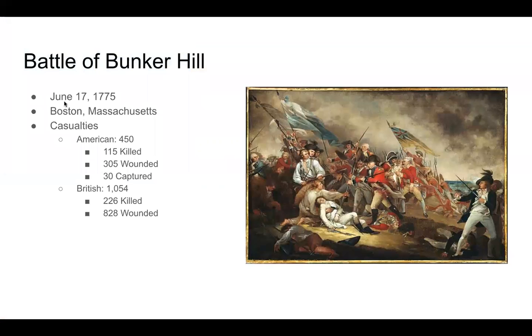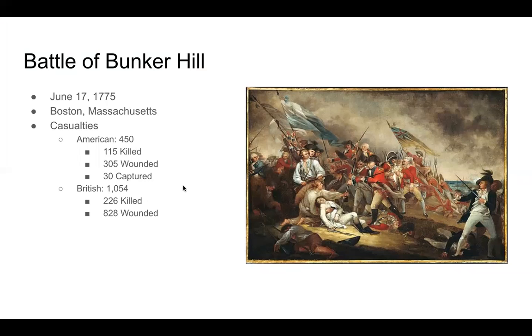So this is a very famous battle happening on June 17th, 1775 in Boston, as I said, and there are 450 American casualties, including 115 killed and 305 wounded. The British casualties were way more, with 1,054, including 226 killed and 828 wounded. You can see in this picture the death of one of the American officers that was killed in this battle.